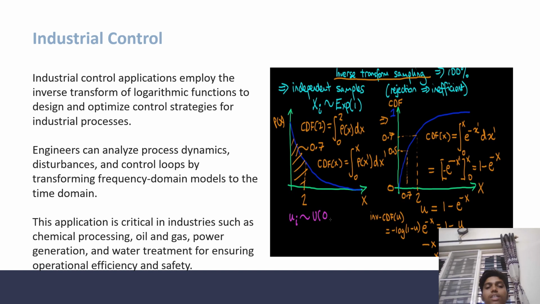Industrial control. Industrial control applications employ the inverse transform of logarithmic functions to design and optimize control strategies for industrial processes. Engineers can analyze process dynamics, disturbance, and control loops by transforming frequency domain models to the time domain. This application is critical in industries such as chemical processing, oil and gas, power generation, and water treatment for ensuring operational efficiency and safety.